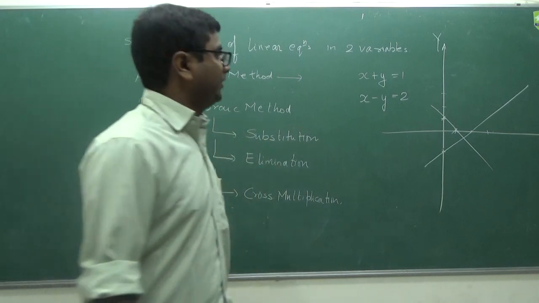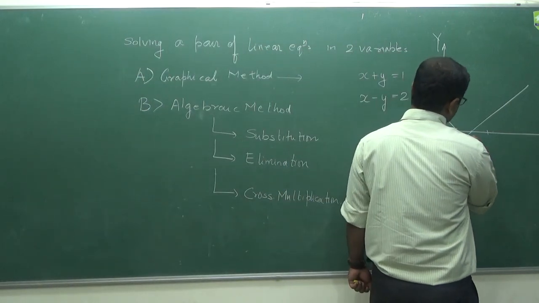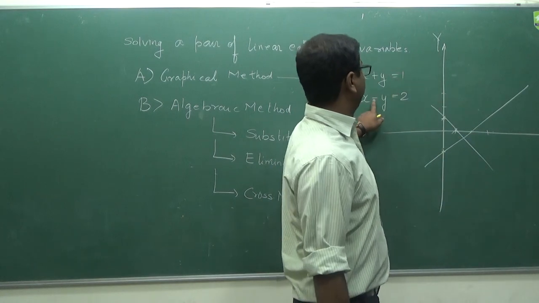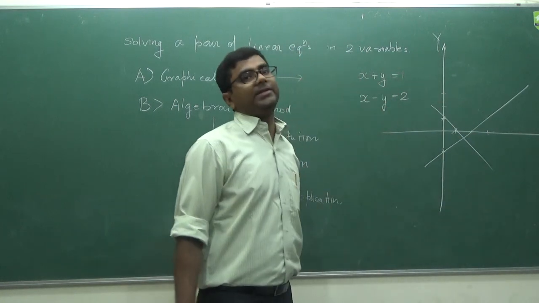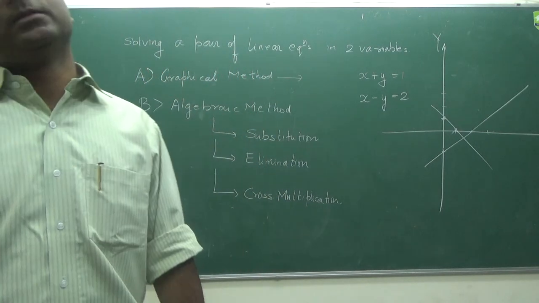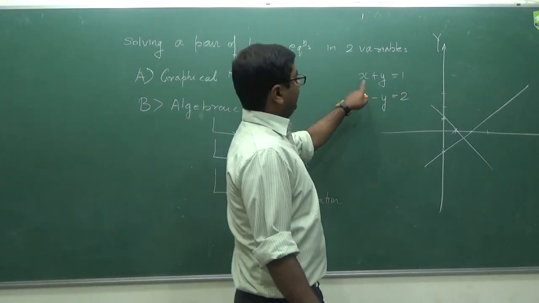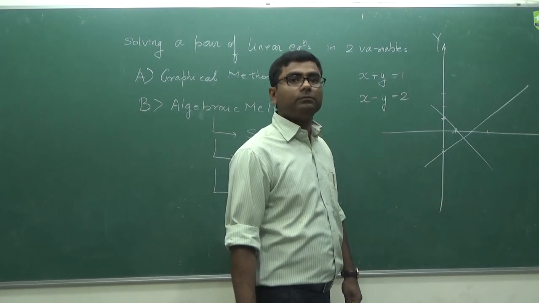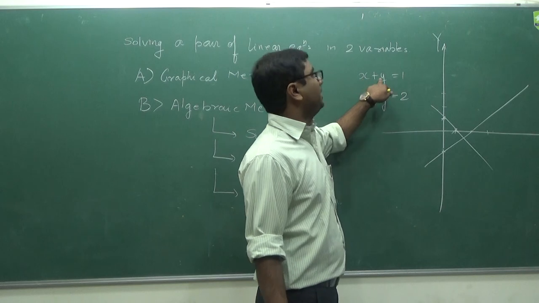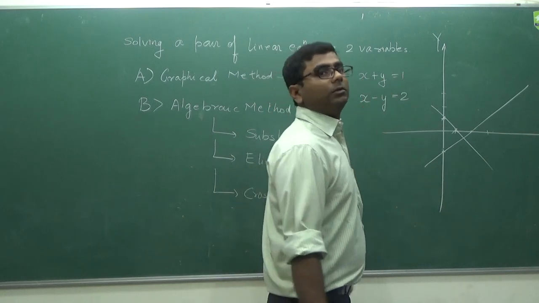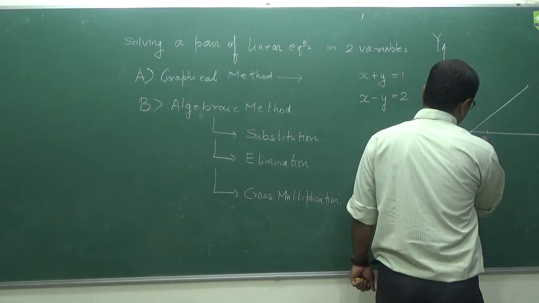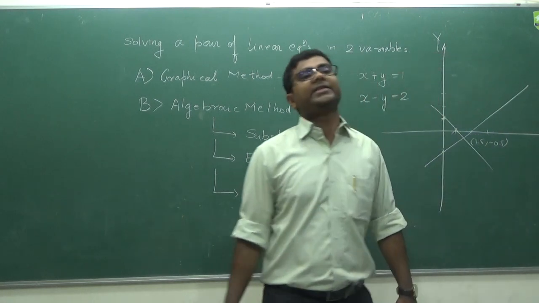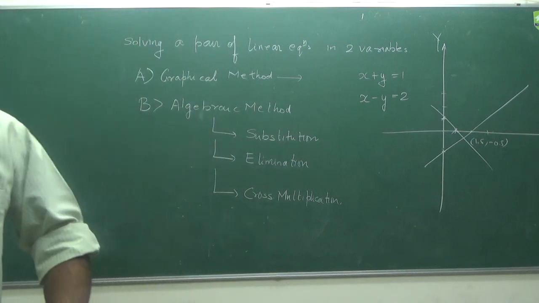So the point of intersection is? 1.5 and minus 0.5. See, it works. 1.5 and minus 0.5. So this point is 1.5 comma minus 0.5, the point of intersection. Solved.